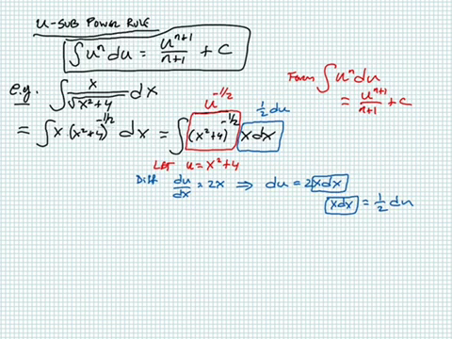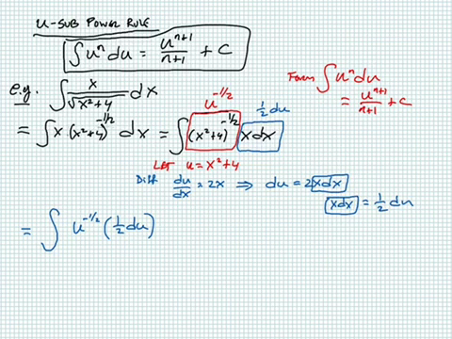So now I'm going to start doing my antiderivative using the power rule. This is going to be equal to the integral of u to the negative 1/2 times x dx, which is 1/2 du.